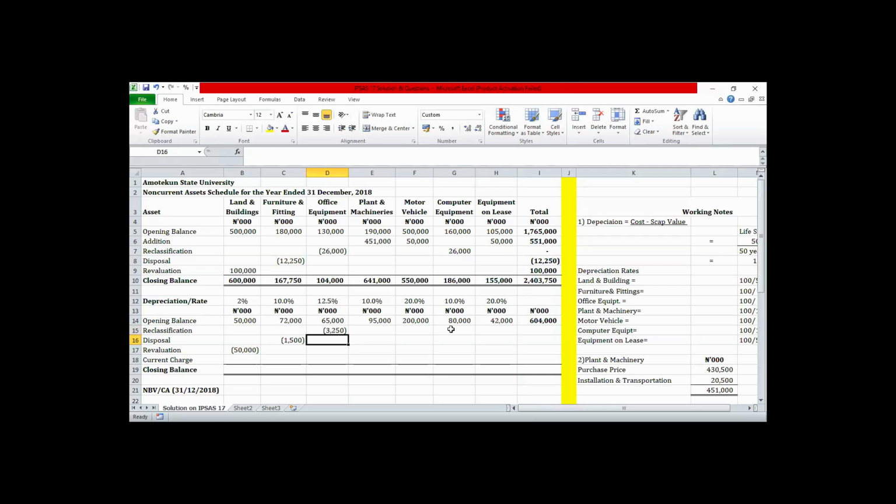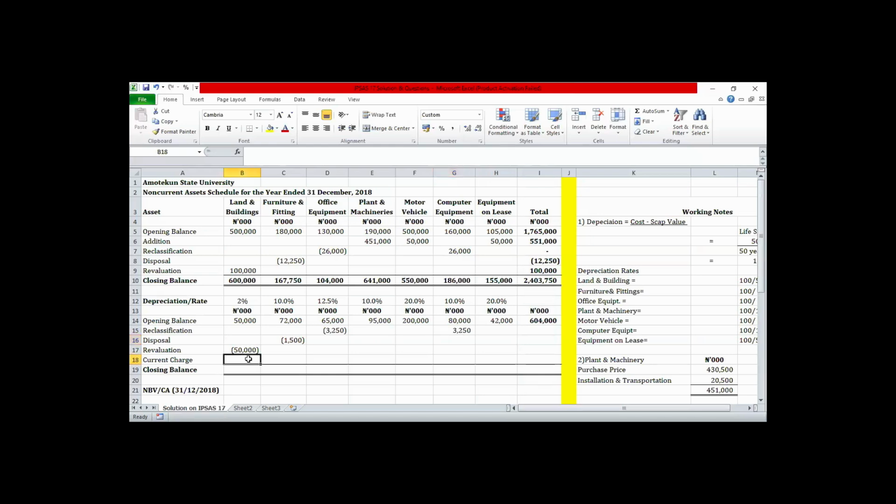We now take it to where we have added the asset to. How much is that? 3,250. We just remove it from there, and add it to the depreciation of where we added the asset to. Which other one are we working on? We work on this, work on this, we work on this. Then the next thing to do is to calculate the current depreciation.